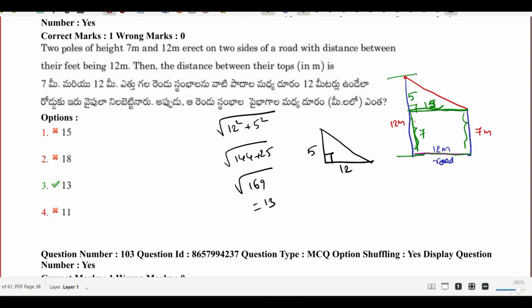Or if you are well versed in Pythagorean triplets, if two sides of a right angle triangle are 5 and 12, definitely the third one will be 13. So the distance between their tops is 13 meters. That is, the third answer is the correct one. Okay, now let us see the next question.